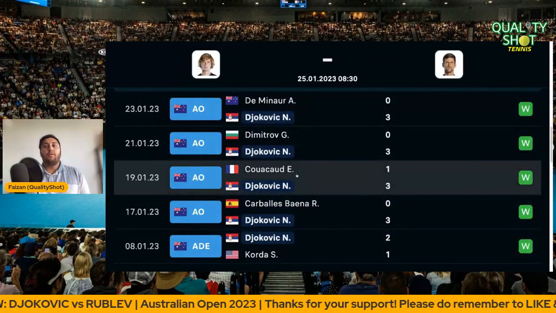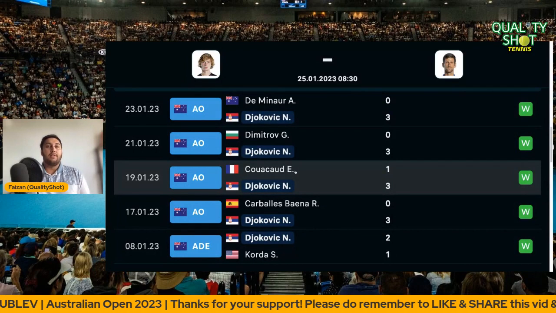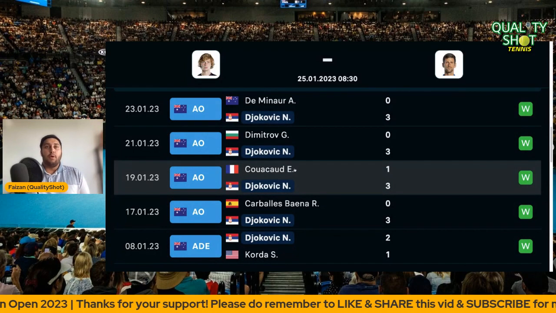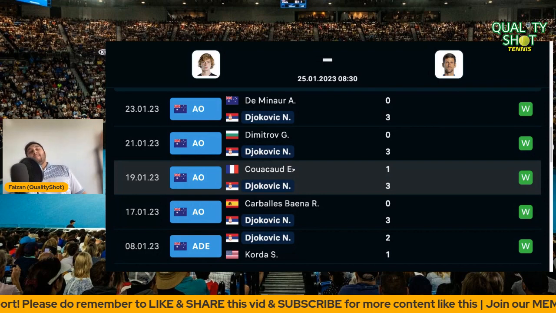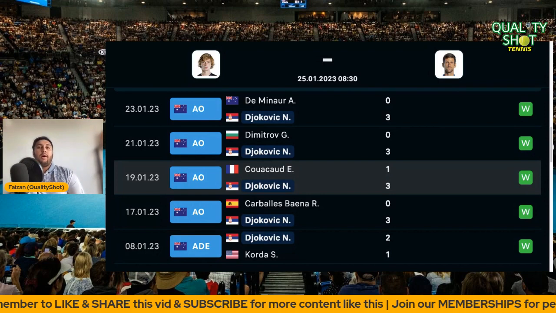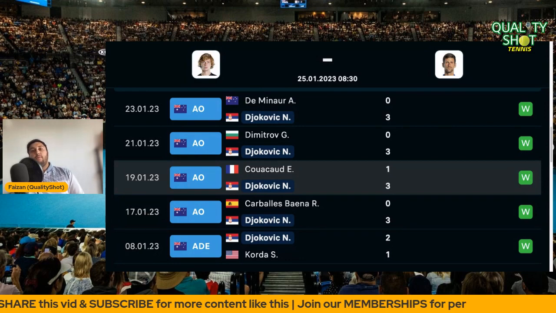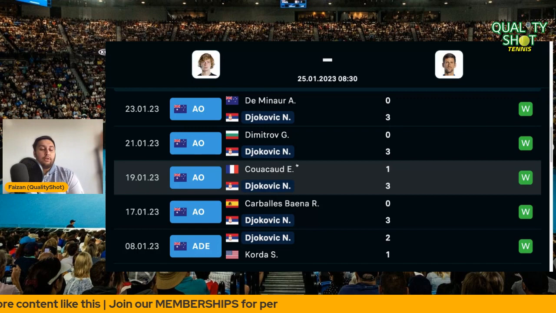For Djokovic, though, you can see this dismantling of players. De Minaur was absolutely blown away. Dimitrov, he struggled with the hammy a little bit, his hamstring that is, but still came through in straight sets. Djokovic dropped one set, a tiebreaker, but won in four. And Carballes Baena won in straight sets as well. So it's been pretty plain sailing for Djokovic.